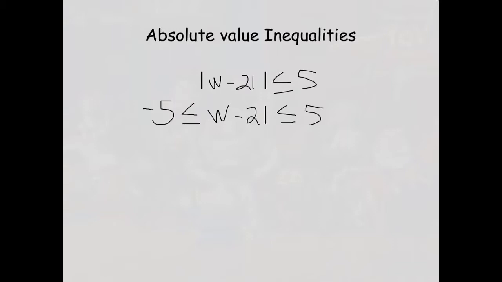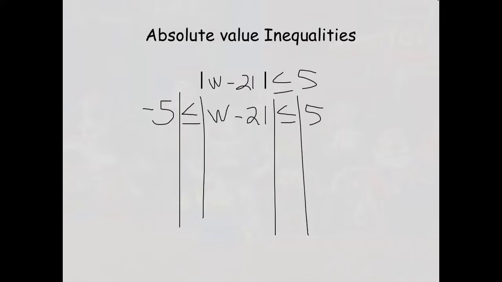Once you're here, though, you can solve this just like it were a variable party with lots of numbers and a lot going on. Starting with here, I would add 21 to both this side and this side.